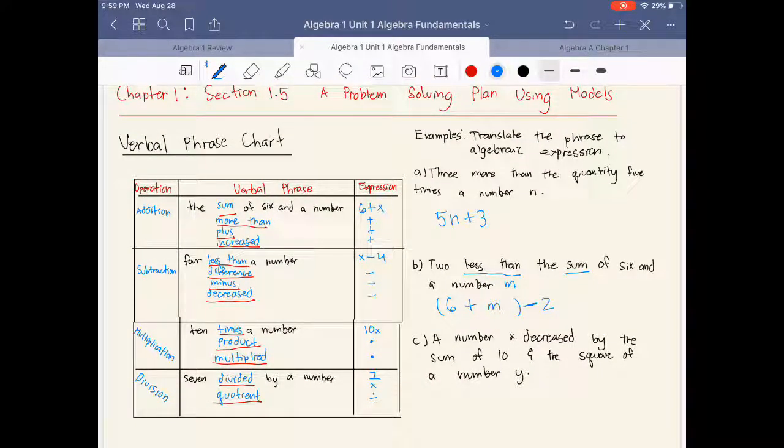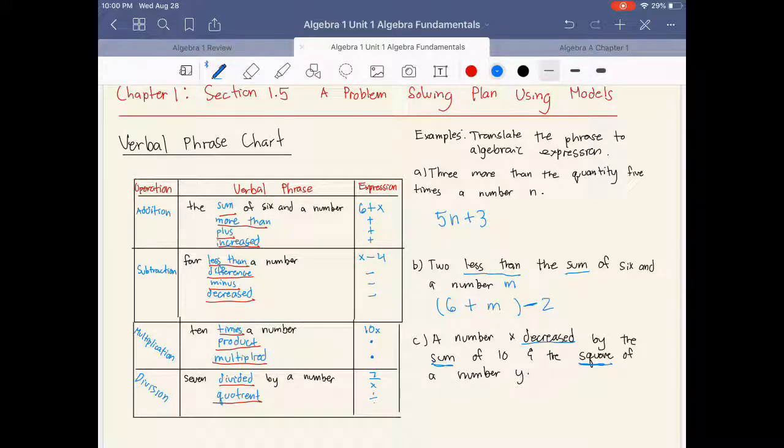A number x decreased by the sum of 10 and the square of a number y. Now, this is a bit tricky because there are so many operations going on here. So just break it down by operation. A number x decreased. Decrease is a verbal phrase. Underline that. By the sum of 10. Sum is another operation. And the square of a number is technically not an operation, but an expression to solve. Now, how do you rewrite this?